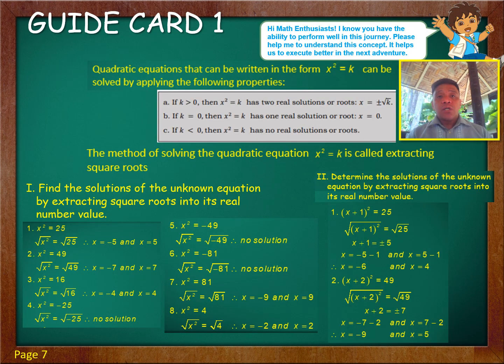In guide card 1, we are solving for certain unknowns using extracting square roots. If we encounter this kind of problem, you will make use of this, and you have to be careful, because there's a need for you to be guided in working with this kind of situation. We also have a sub-objective dealing with the binomial term of the quadratic expression, and how to perform that.